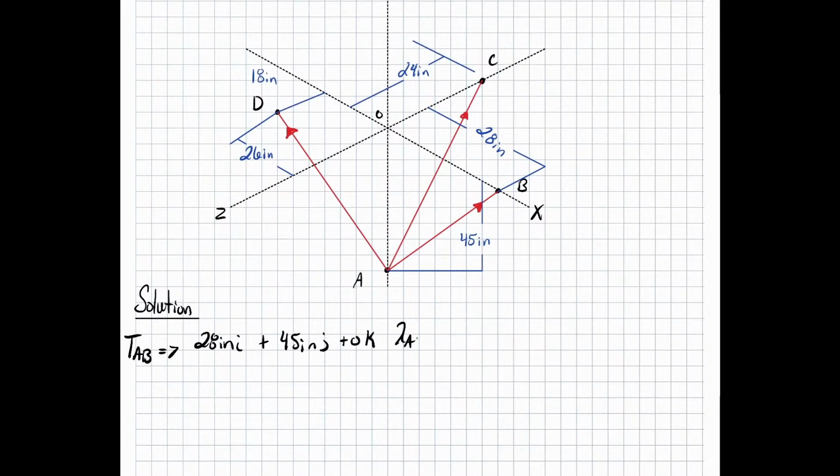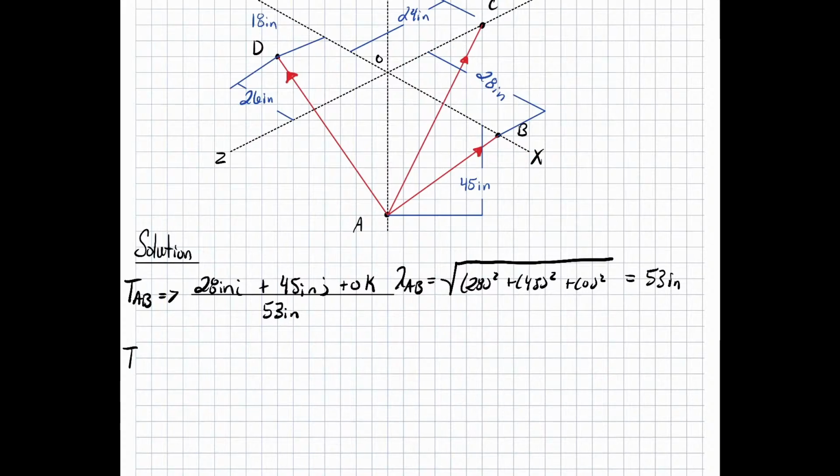Now we need to do lambda AB, which is the sum of squares. So we have 28 squared plus 45 squared plus 0 squared. Now if you know about the sum of squares, whether you have a positive or negative in it, it doesn't matter. It's going to come out positive regardless. So doing lambda AB, we get 53 inches. So that means that every one of those values is going to be divided by 53 inches. I'm just going to write it as one big division bar. Okay, now let's evaluate tension AC.